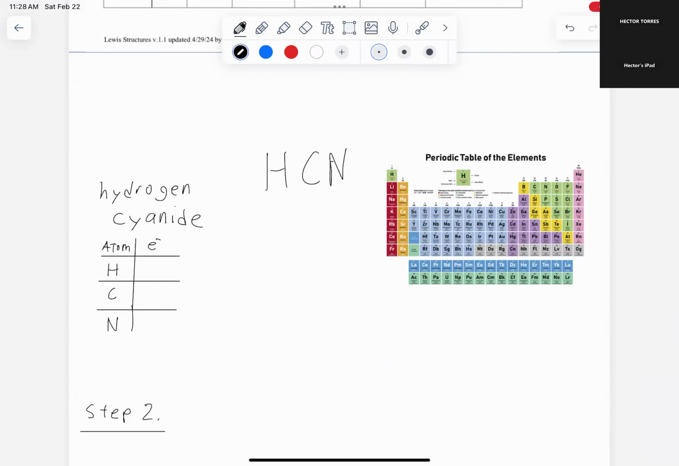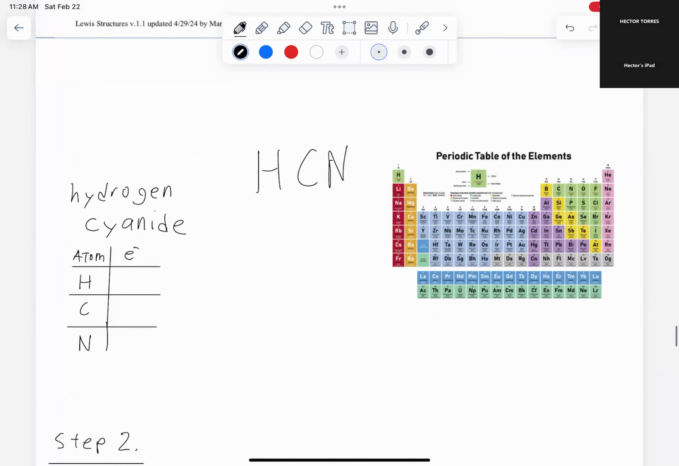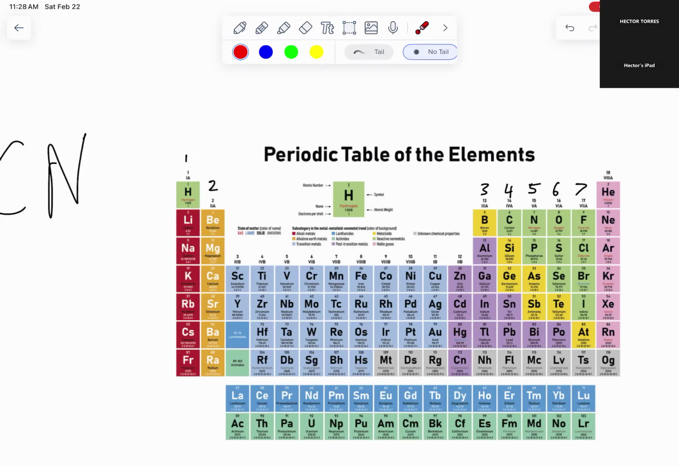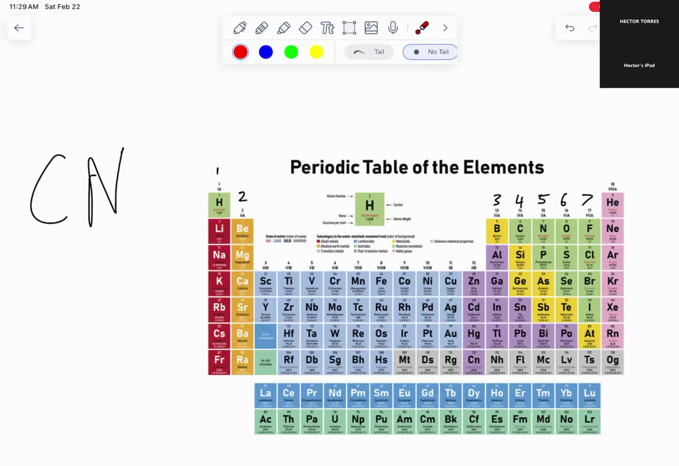Okay, and how we're going to do that is we're going to be looking at the periodic table, and I'm going to be looking at the trend, which is that if you look at the column, you can determine how many valence electrons are in each atom. So in our molecule, the ones that we have are going to be hydrogen, carbon, and nitrogen. Hydrogen is in column 1. It is going to have 1 valence electron. Carbon is in column 4 if you do not account for the d orbital. And then nitrogen is going to be in column 5, so that's going to have 5 valence electrons.